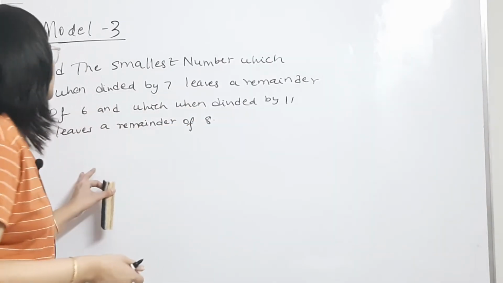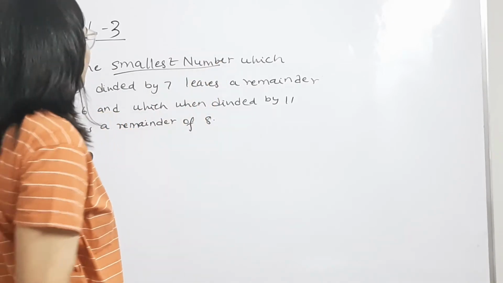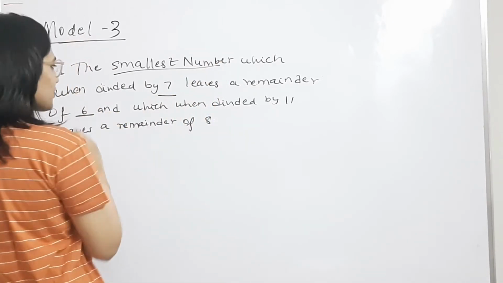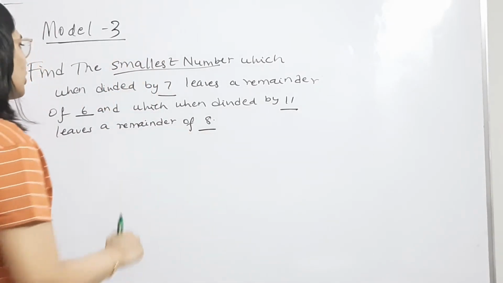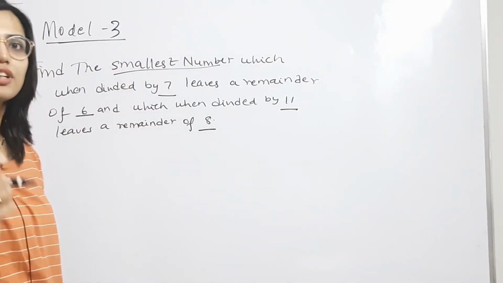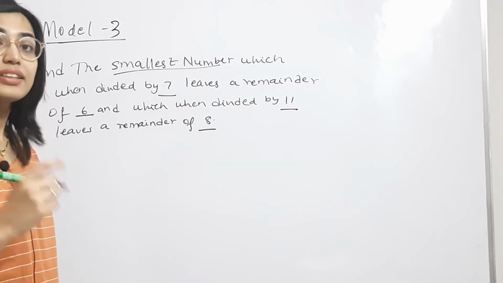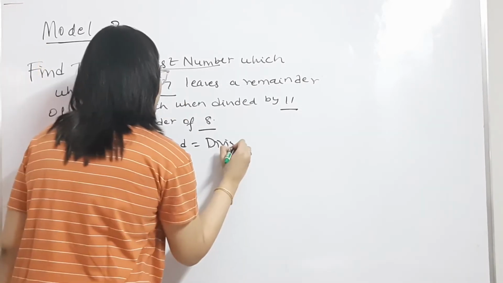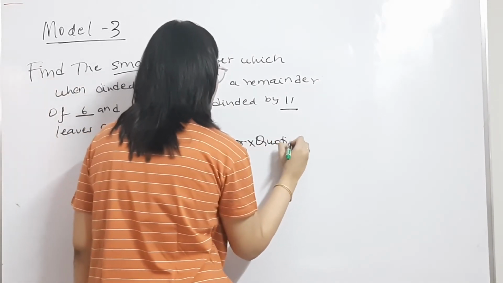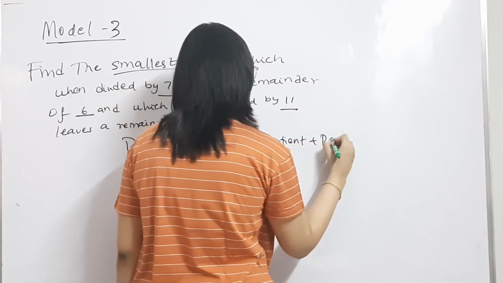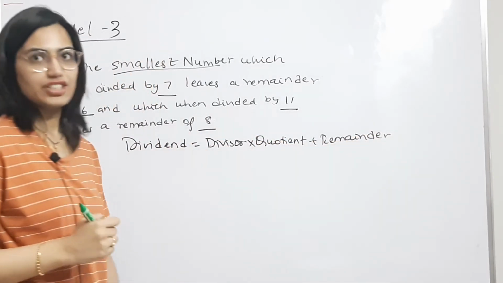What is the question here? He is asking you to find the smallest number, which when divided by 7 leaves a remainder 6, which when divided by 11 leaves a remainder 8. First of all, the moment you see such type of problem, it is better for you to write this in the division rule, that dividend is equal to divisor into quotient plus remainder. This is the division rule.